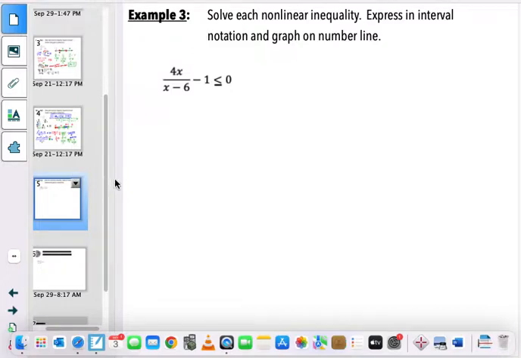All right, so our next one here, we have everything over on one side. So we need to write that as a single fraction on the left-hand side, so I'm going to need to get a common denominator. My common denominator is going to be x minus 6. So I'm going to multiply my numerator and denominator of the second fraction here by x minus 6.